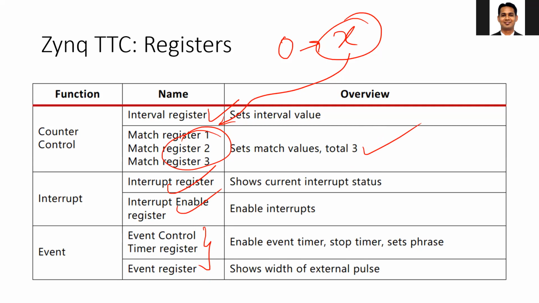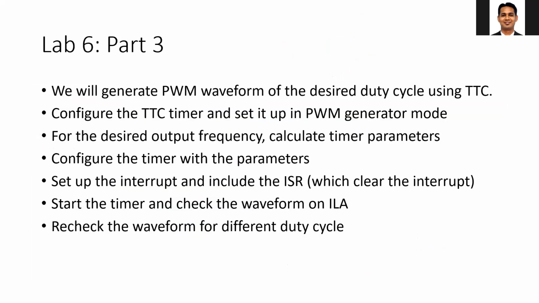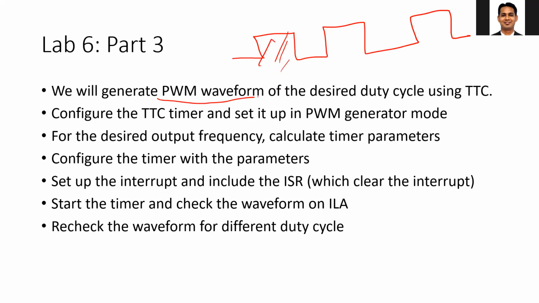Okay, so we need to understand how we are going to use it. We are not going to use all the features of the TTC. We are going to use a few features. What we are going to do is that we are going to use this timer to generate the waveform of a particular frequency and a particular duty cycle. Okay, so generate a PWM waveform of the desired duty cycle as well as frequency using the TTC, and we are going to see that waveform using the ILA.